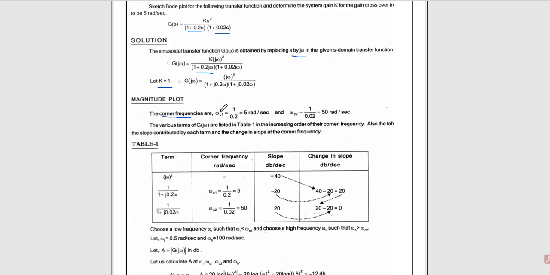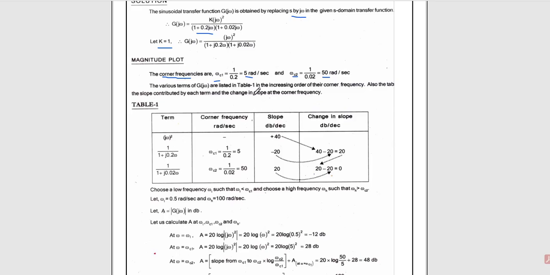So for the first corner frequency, this is 1 plus sT, where T is 0.2, and here 1 plus sT where T is 0.02. 1 by 0.2 is 5 and 1 by 0.02 is 50. Whichever is the lowest we should consider as the lowest corner frequency, that is your first corner frequency. So omega c1 should be 5 and omega c2 should be 50.